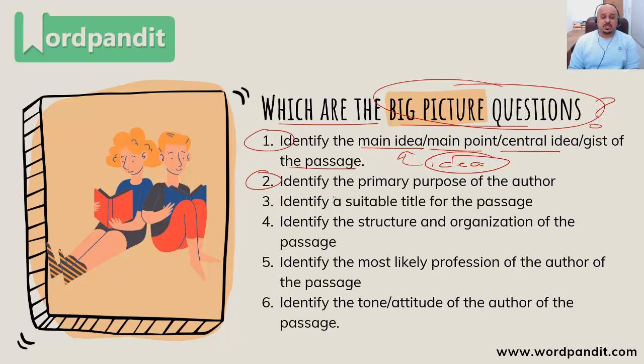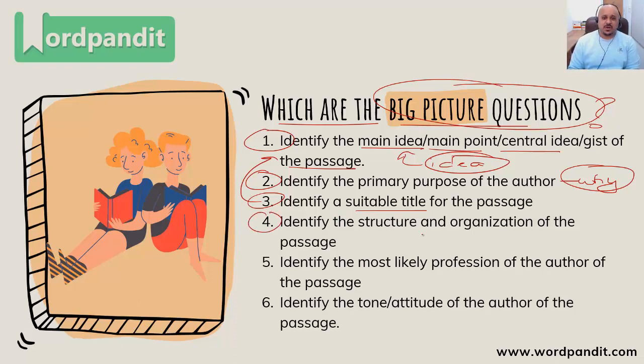This is the what of the passage. Then there's the question type, identify the primary purpose of the author of the passage. When they ask you to identify the primary purpose of the author of the passage, they are asking you to identify the why of the passage. Why has the author written this? Then there could be a question type which says identify a suitable title for the passage. This is related to the first question type, right? Basically relating to the main idea of the passage.